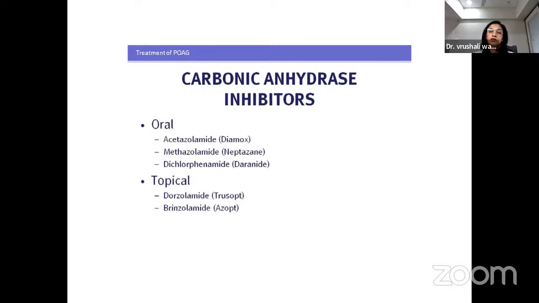Then, carbonic anhydrase inhibitors. They are available in oral as well as topical forms. We all know about Diamox. This carbonic anhydrase inhibitor is Diamox. The topical ones available are dorzolamide and brinzolamide. In a hazy cornea, dorzolamide affects the corneal endothelium, so we should avoid it in such patients.